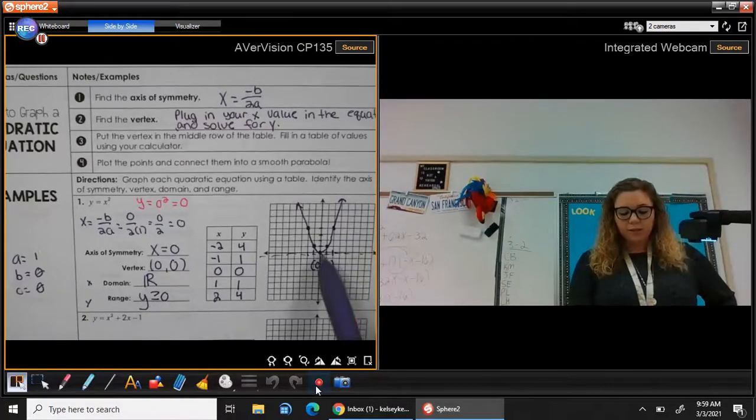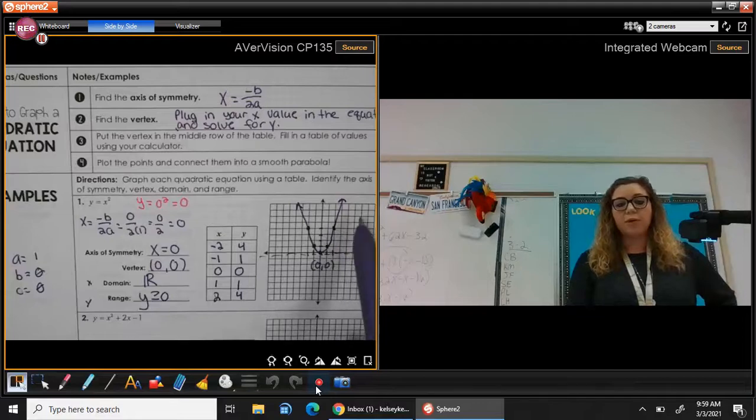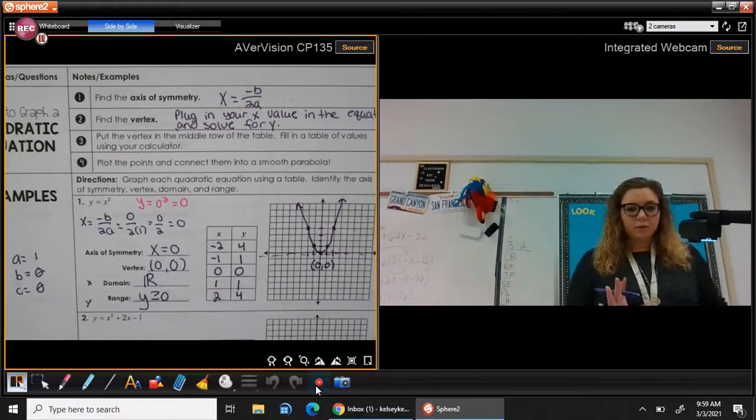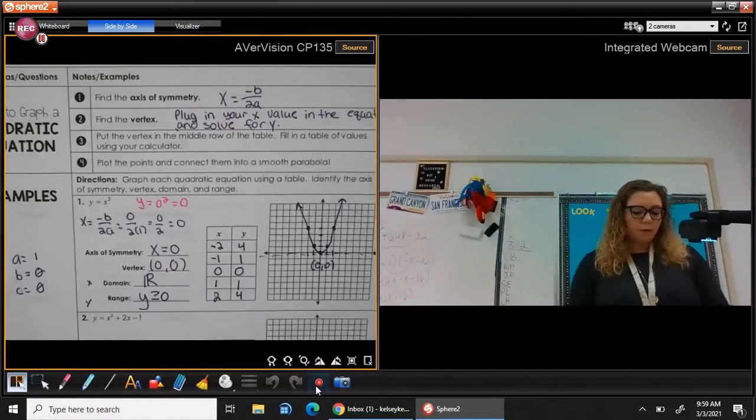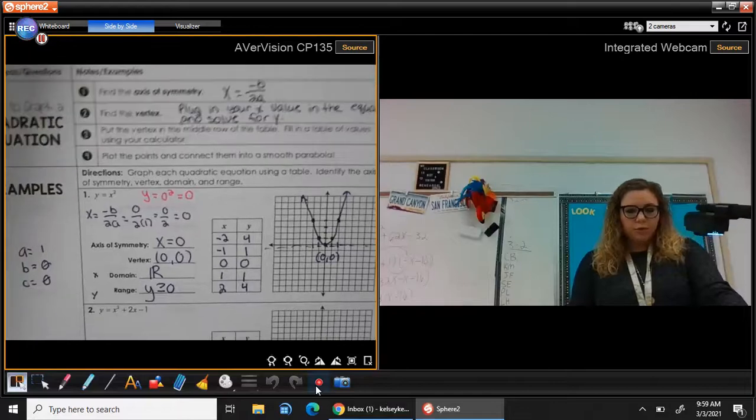Okay, so if this is as low as it's going to go, all your other y values are either going to be equal to 0 or above it. So it's going to be y greater than or equal to 0. So it's all y values above 0. Okay, let's look at number 2.